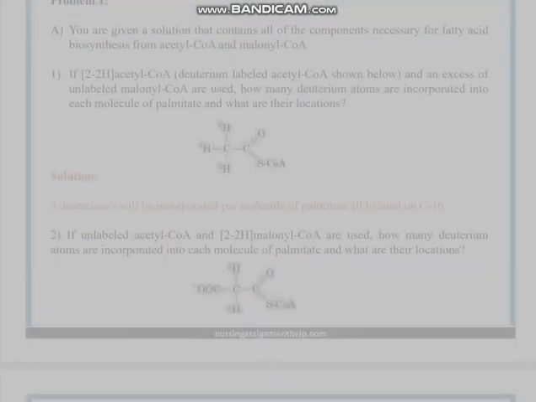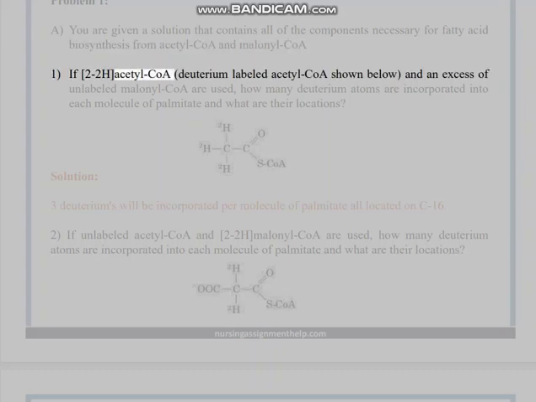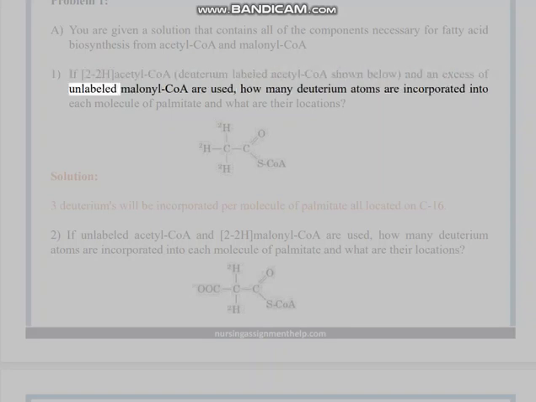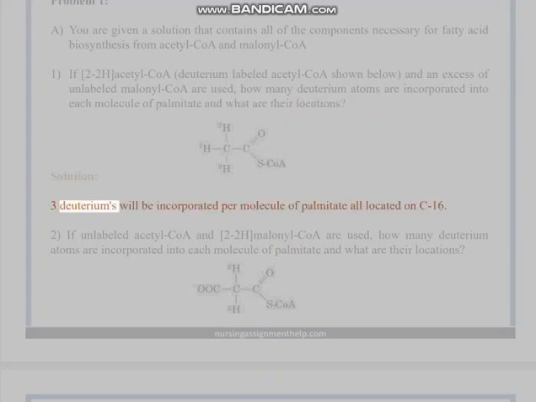Problem 1. A. You are given a solution that contains all of the components necessary for fatty acid biosynthesis from acetyl-CoA and malonyl-CoA. 1. If 2-2H acetyl-CoA, deuterium labeled acetyl-CoA shown below, and an excess of unlabeled malonyl-CoA are used, how many deuterium atoms are incorporated into each molecule of palmitate and what are their locations? Solution: 3 deuteriums will be incorporated per molecule of palmitate, all located on C16.